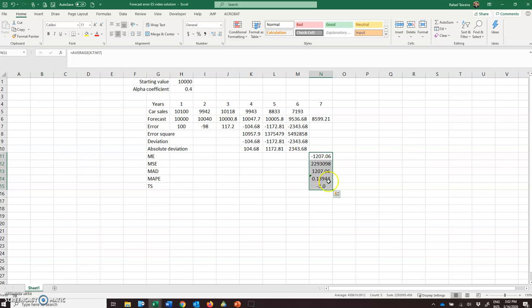So these are the numbers, and what the problem is really asking is what is the forecast for year 7, and the forecast for year 7 is 8,599. And if you take a look at the solution on page 34, the third row, which is exponential smoothing using an alpha coefficient of 0.4, the forecast is 8,599. And the mean absolute deviation is 1,207 units, the same thing that we have in the solution in our class notes.